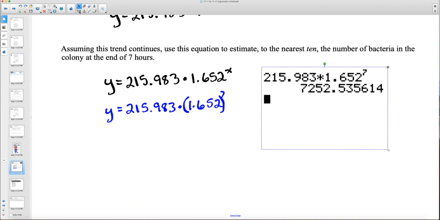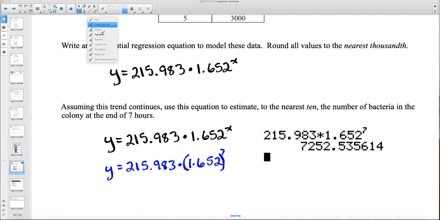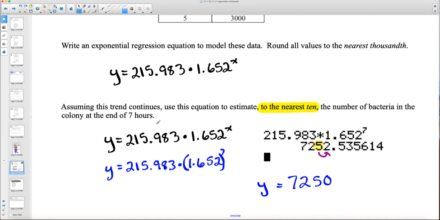So I don't know if you noticed the rounding directions, but they are a little different than we're used to. To the nearest 10. It's not nearest 10th, it's nearest 10. So the 5 is going to take a look at the one over here, and it's going to round down, which means that to the nearest 10, it's 7,250 bacteria. Okay, so you just want to be careful with that. The trickiest part was actually probably the rounding directions.